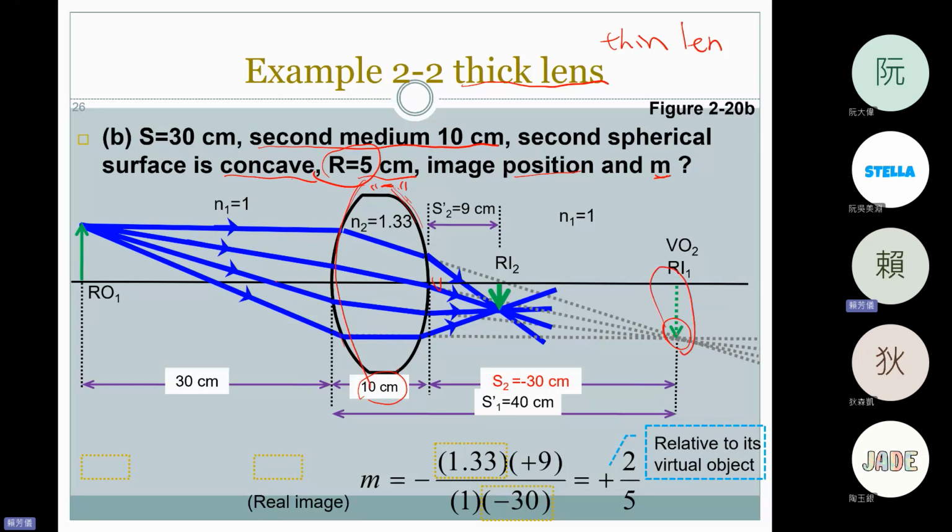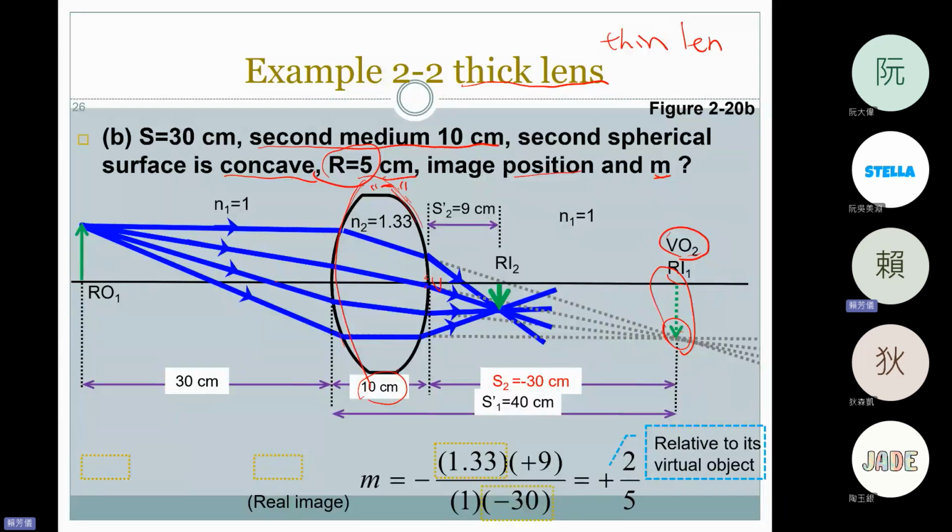And this one will be the image of the second surface. But this image is behind the surface, on the right side of the surface. So it will become the virtual object of the second surface. So why will it become the virtual object? Because it is on the right side of the surface.